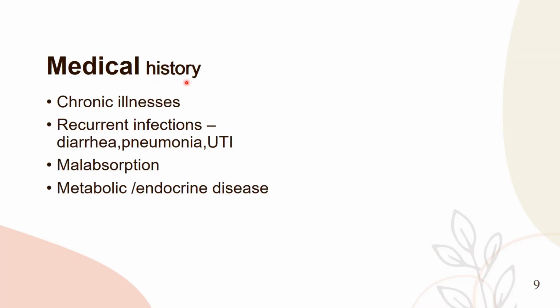Then in the medical history, look for chronic illnesses in the child. Chronic illness like recurrent infections can be there, diarrhea, pneumonia or urinary tract infection. There can be problems of malabsorption like celiac disease, cystic fibrosis, and there can be metabolic or endocrine diseases. So these diseases you have to check.